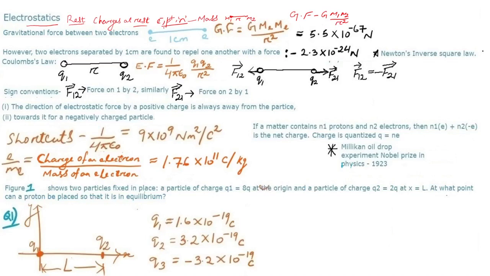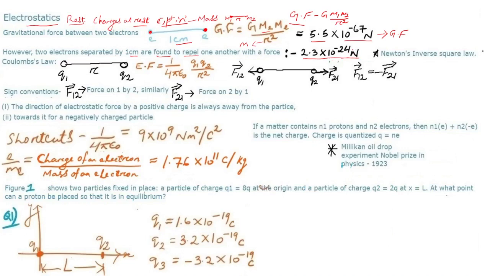So if we calculate the gravitational force of attraction between two electrons, that is two negatively charged particles separated by a distance 1 centimeter, and you put in this formula the mass of the electron and r converted to meter, that is the SI unit, you find 5.5 into 10 to the power minus 67 Newton is the gravitational force of attraction between two electrons separated by 1 centimeter. However, it was found that when two electrons are separated by 1 centimeter, they are not attracting each other, but they repel one another with a force 2.3 into 10 to the power minus 24 Newton.